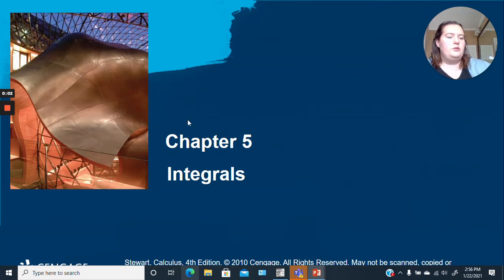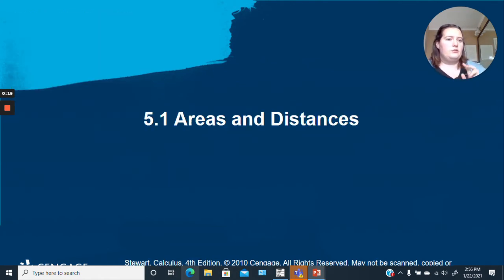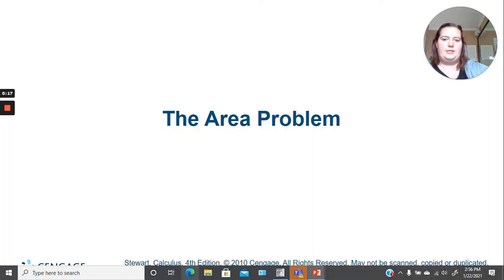So what we're going to start with is chapter 5, and this is going to be about integrals. And so we'll just start at the beginning of chapter 5. All of it's going to revolve around integrals, but first we have to figure out the area under a curve. So section 5.1, areas and distance.